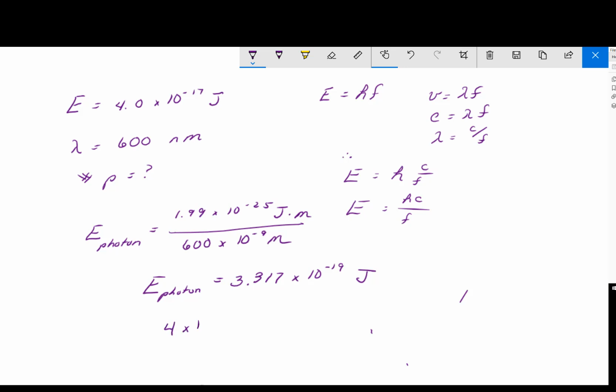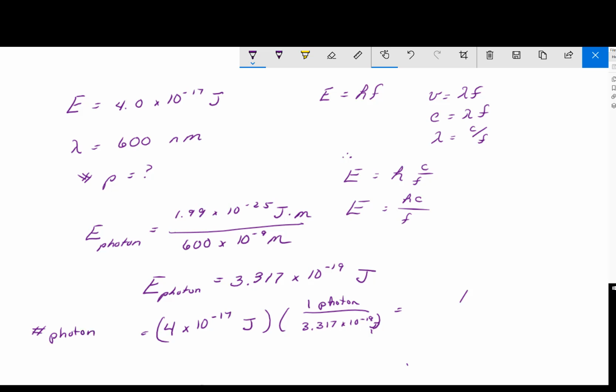Well, if that's how much energy I have for each individual photon, and it takes a total of 4 times 10 to the negative 17th joules for my eye to respond, now I'm just going to basically do a dimensional analysis thing. How many photons are there in 4 times 10 to the negative 17th joules if each photon has an energy of 3.317 times 10 to the minus 19th joules? So much easier if it was in electron volts. Anyhow, so I multiply them out.